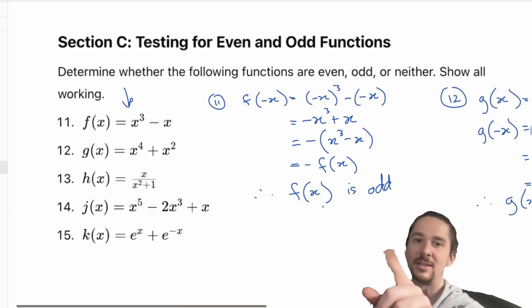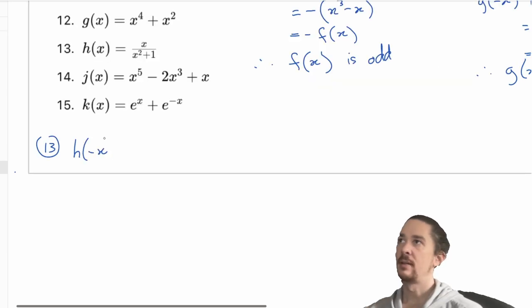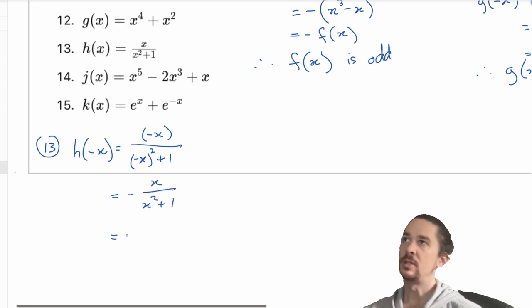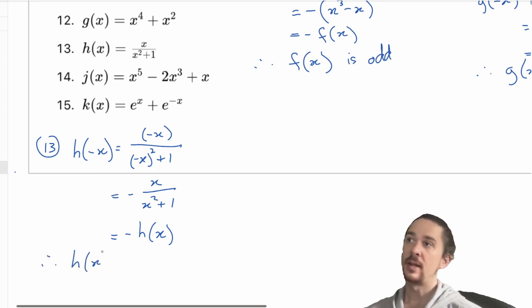Question 13 I like because it's not obvious immediately whether it's going to be even or odd. Let's find out. h of negative x is equal to negative x over negative x squared plus 1, which will become negative x over x squared plus 1, which is negative h of x. So if h of negative x equals negative h of x, we can say therefore h of x is odd.